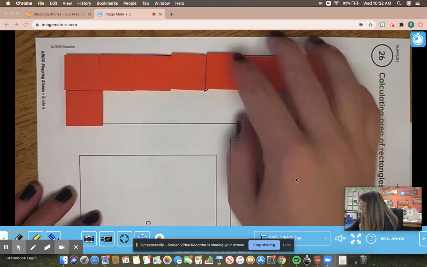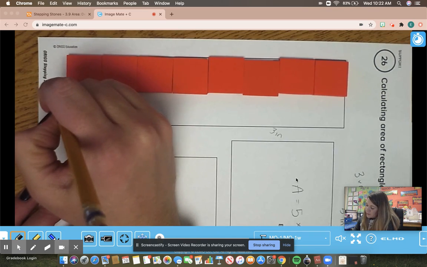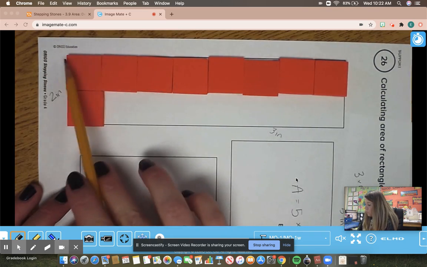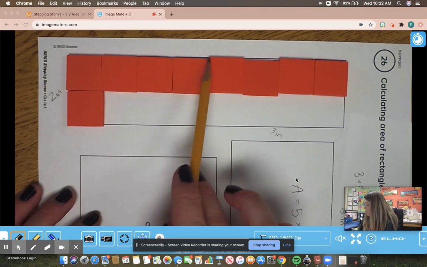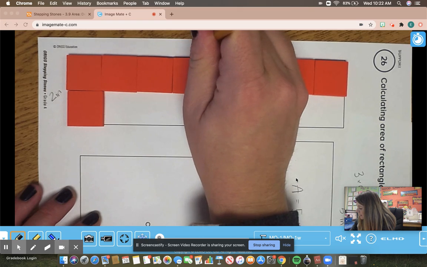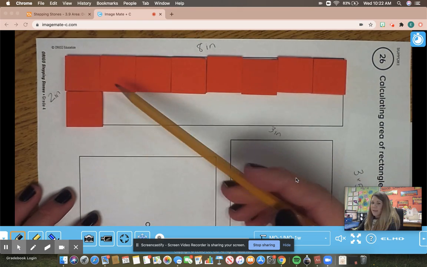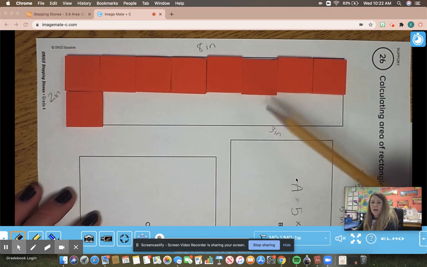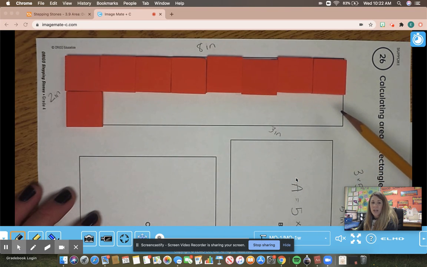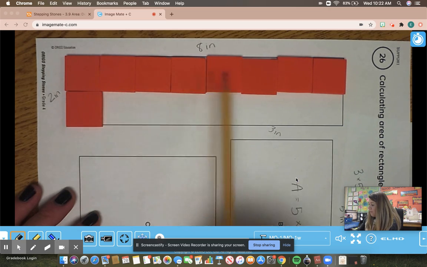And here's my length. My width is 2 inches. My length is 1, 2, 3, 4, 5, 6, 7, 8 inches. So I want to know what my area is. How many square inch tiles would be in my entire shape? Well, I can see it would be 2 rows of 8.